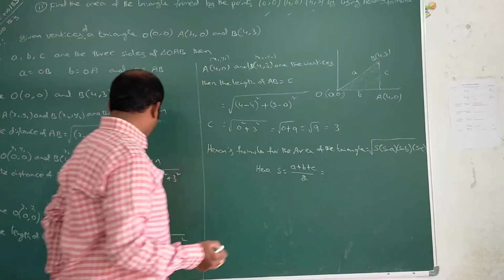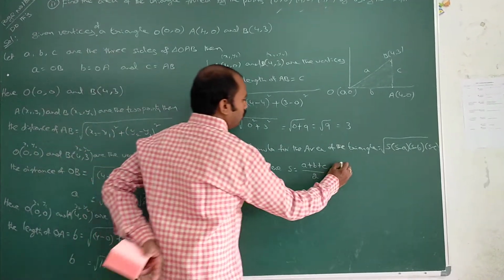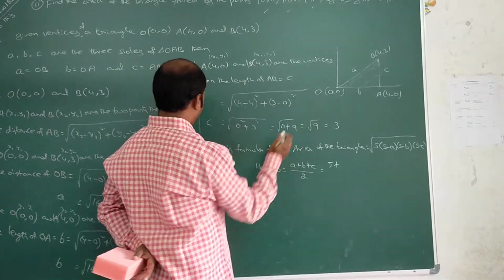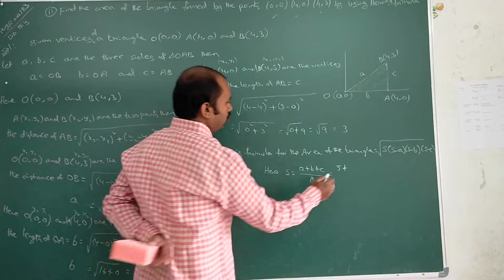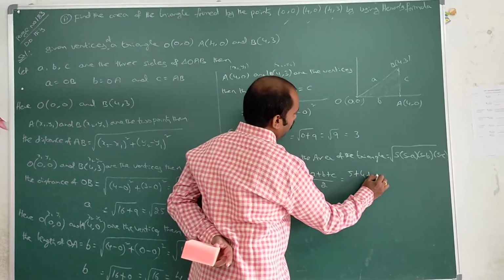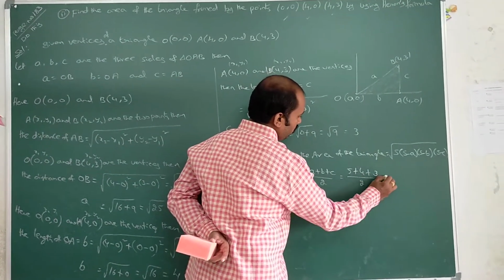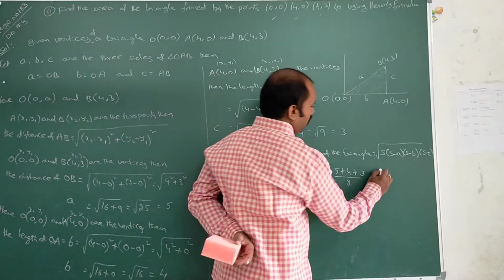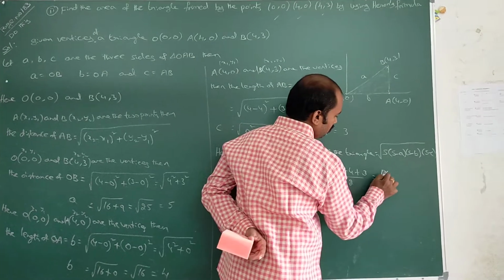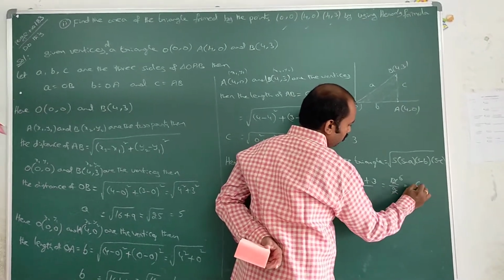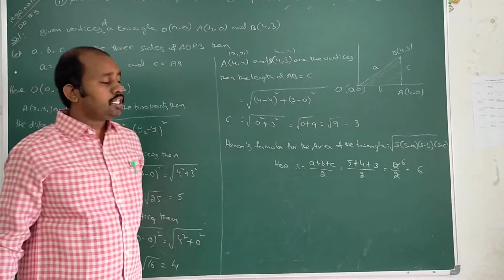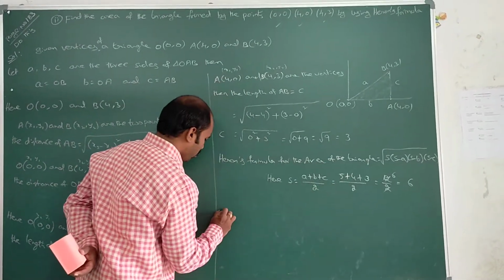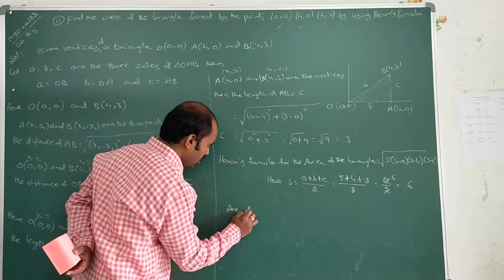A value, here first we get A value 5, plus B value, which you already got as 4. So 4 plus C value 3, by 2. Now adding the numerator: 5 plus 4 is 9, 9 plus 3 is 12. 12 by 2, 2 sixes are 12, so divisible. So S value you get 6 units. Now substitute that formula.